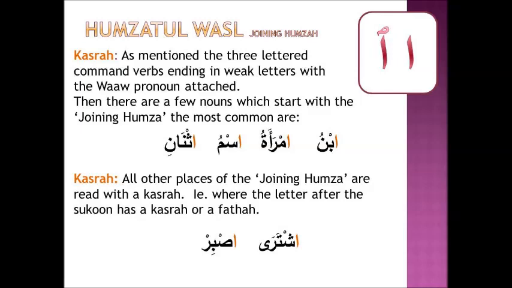As mentioned, the three-lettered command verbs ending in weak letters with the Waaw pronoun attached are sometimes read with a Kasrah. Then there are a few nouns which start with a joining Humzah. The most common of them are ibnu, imra'atu, ismu, ithnani. Kasrah. All other places of the joining Humzah are read with a Kasrah, i.e. where the letter after the Sukoon has a Kasrah or a Fathah, as in ishtara and isbir.